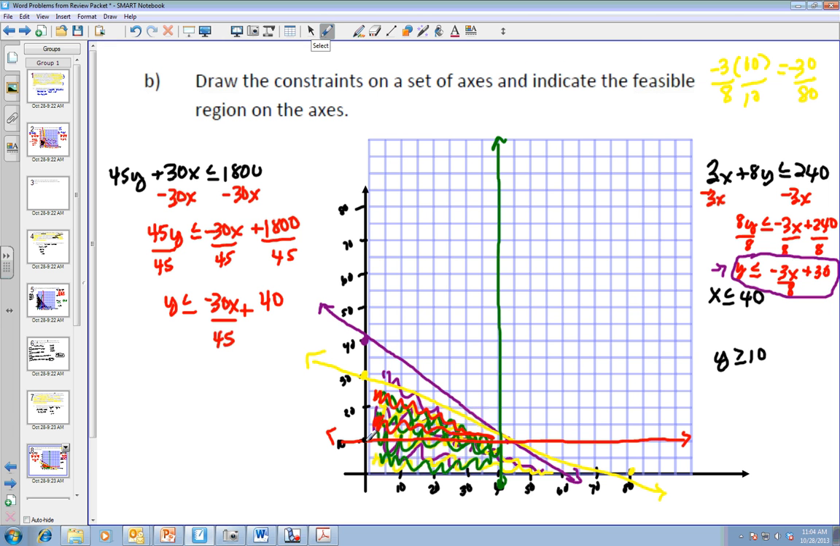It goes from here to here. From here to here. I'll give you a second to put that down.